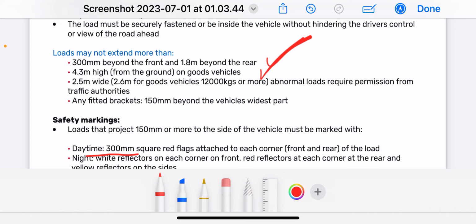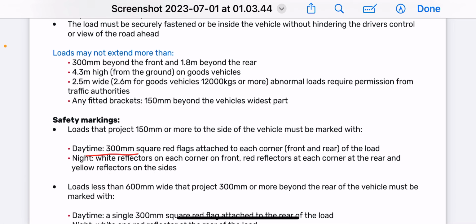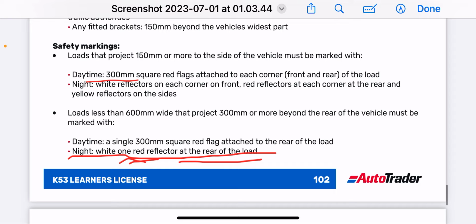Abnormal loads require permission from traffic authorities. And then any fitted brackets, which is 150 millimeters beyond the vehicle's widest part. Okay. And then let's go down to safety markings.